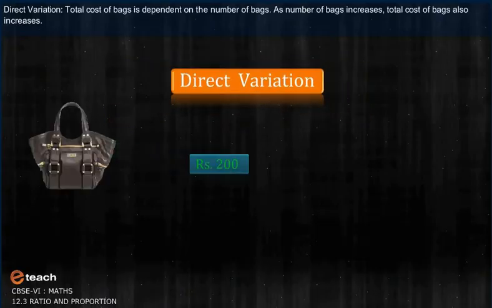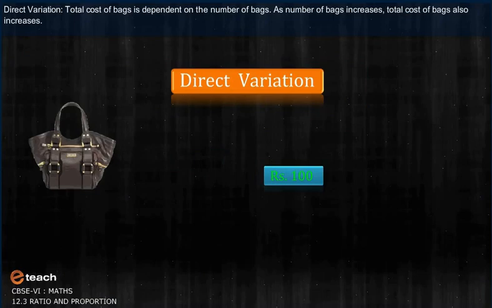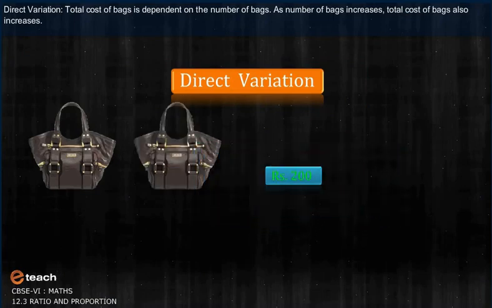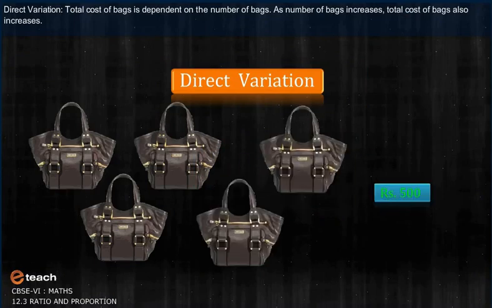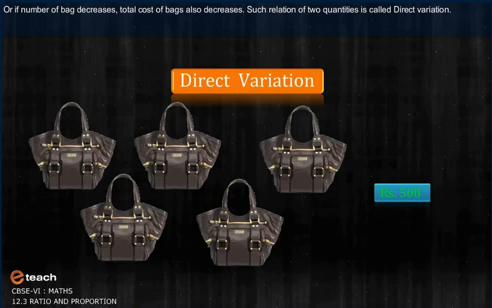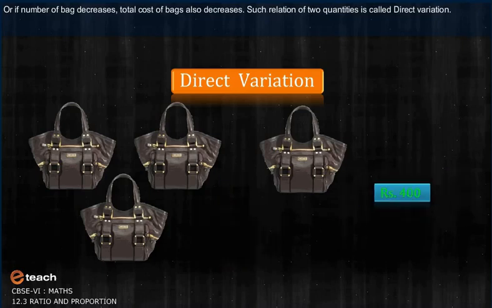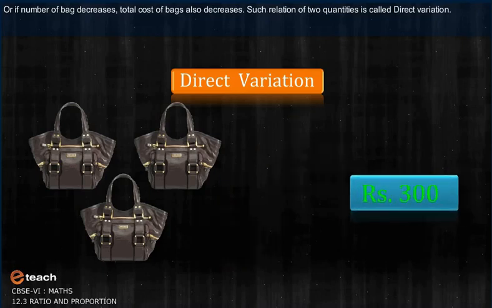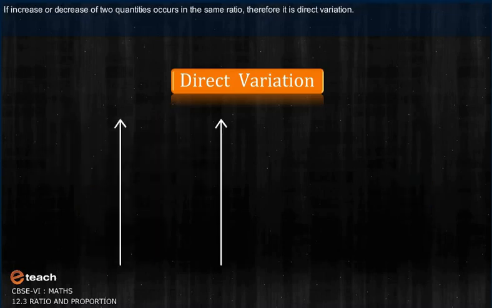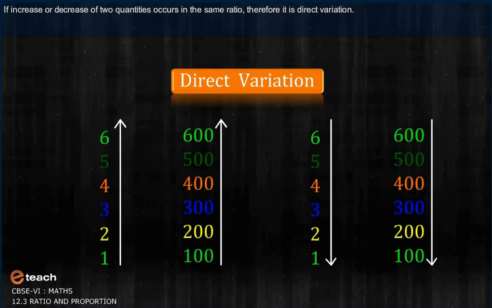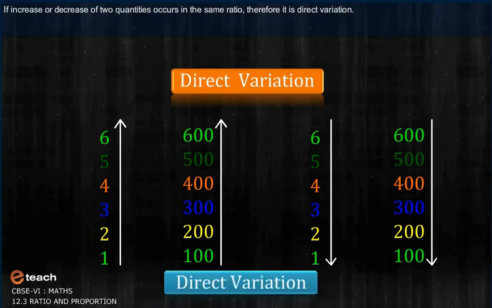Direct variation. Total cost of bags is dependent on the number of bags. As the number of bags increases, total cost of bags also increases. Or, if the number of bags decreases, total cost of bags also decreases. Such relation of two quantities is called direct variation. If increase or decrease of two quantities occurs in the same ratio, it is direct variation.